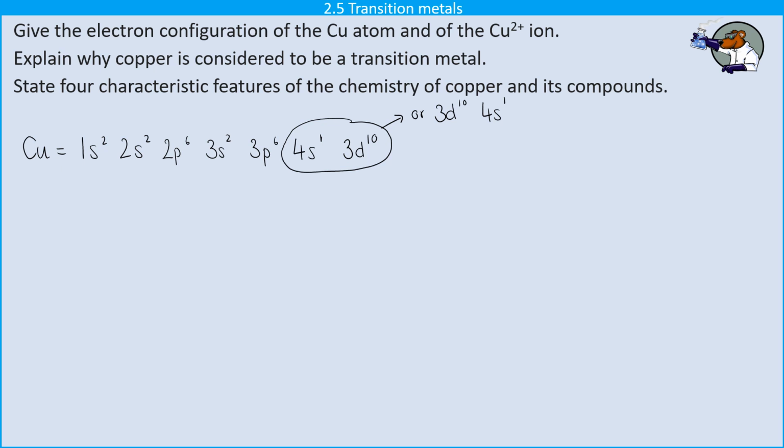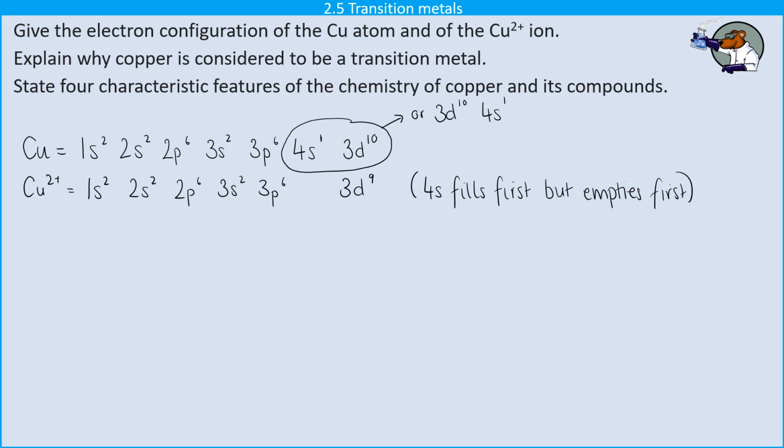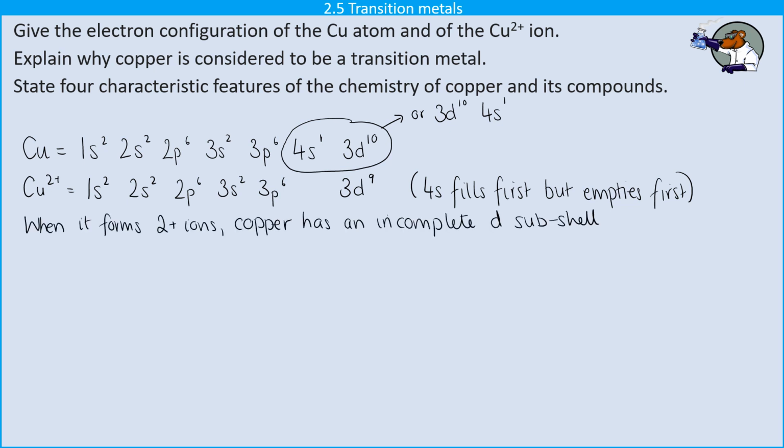Then if we look at the 2+ ion, we're going to have an electron config of 1s2, 2s2, 2p6, 3s2, 3p6, 3d9. So although the 4s subshell fills first, it also empties first. So we lose that first electron from the 4s subshell, and then the second electron is lost from the 3d subshell. So we end up with 3d9. Now, going on from that, this gives us a little bit of a clue that the reason that copper is a transition metal is because when it forms those 2+ ions, it has an incomplete 3d subshell.